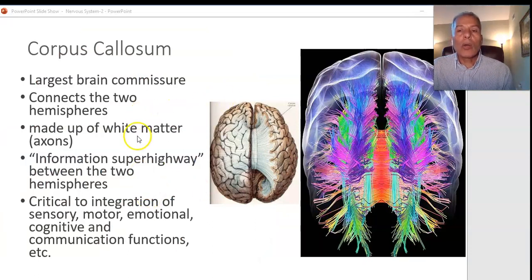All right, before we get there, we just wanted to highlight another function of the corpus callosum, which is basically integration of sensory information with motor information, with emotional information, with cognitive functions, and with language functions. All of these have to be coordinated. Let's take just one example.